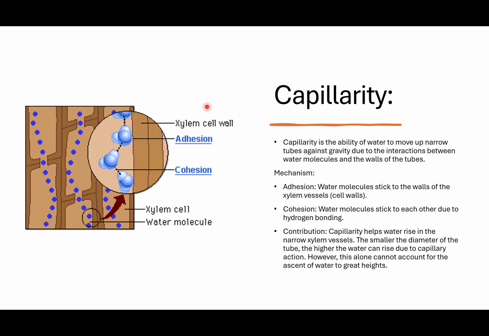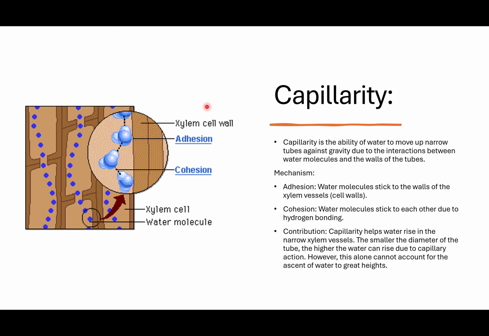Capillarity, or what we call capillary action in some cases. Capillarity is the ability of water to move up narrow tubes against gravity due to interactions between the water molecules. So we spoke about in Unit 1 biology the adhesion and cohesion of water due to its polarity and the position and bond angles of hydrogen and oxygen in a water molecule. So you should remember these things.